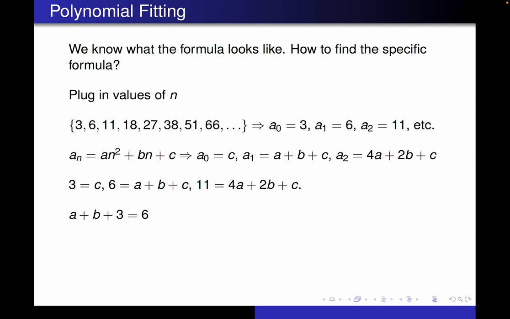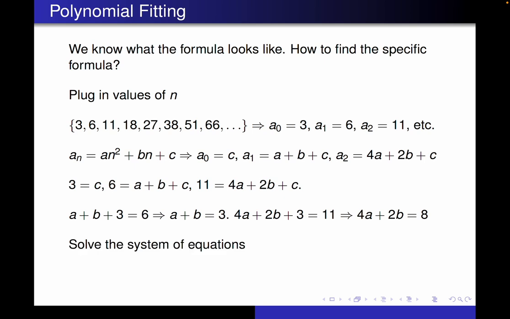If we plug in c equals 3 into the other two equations, we get a plus b plus 3 equals 6, which means that a plus b equals 3. We also get that 4a plus 2b plus 3 equals 11, which means that 4a plus 2b is equal to 8. Now we have two equations: a plus b equals 3 and 4a plus 2b equals 8. We have two unknowns. We can use our techniques from algebra to solve for those unknown values. So you know how to solve the system of equations. I'm not going to do it here. You should do it just to practice, but you should get a equals 1 and b equals 2.